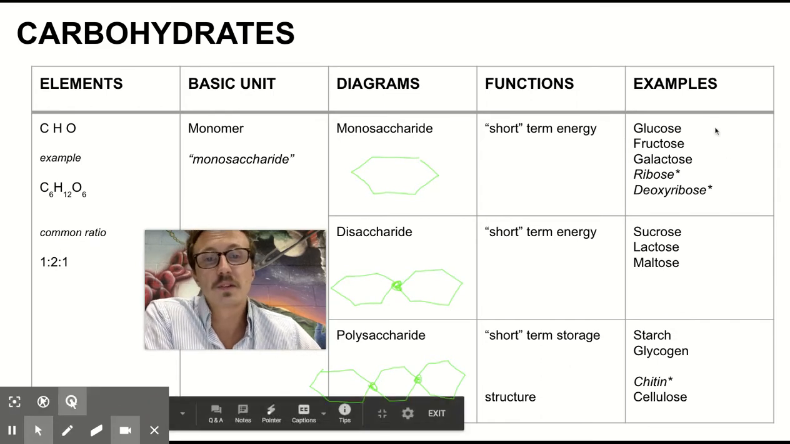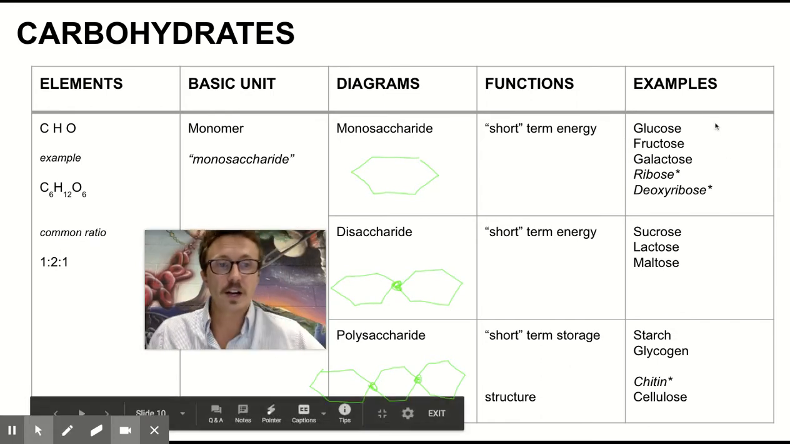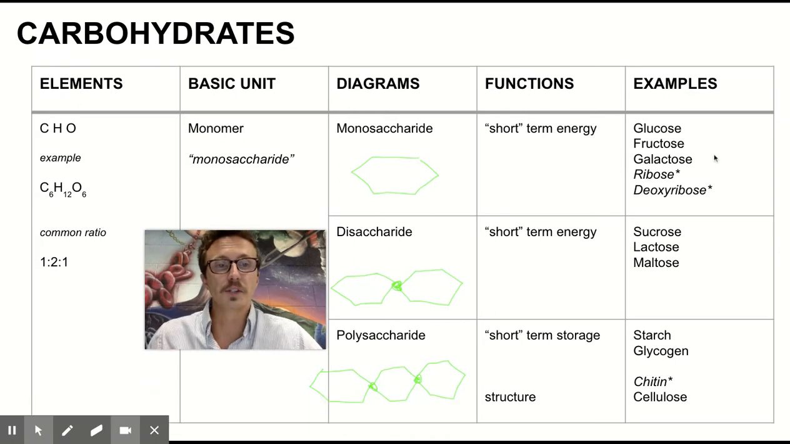Now, let's look at some examples. What are some examples of monosaccharides? We've got glucose, fructose, galactose, ribose, and deoxyribose. And I have these in little stars here because we'll talk more about these later when we talk about DNA and RNA. What are some examples of disaccharides? We have sucrose, lactose, and maltose.